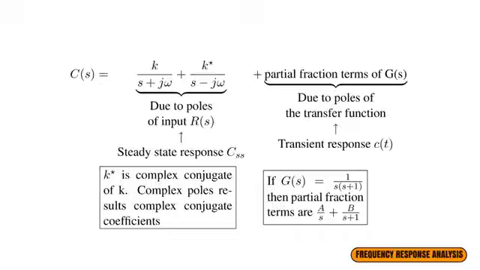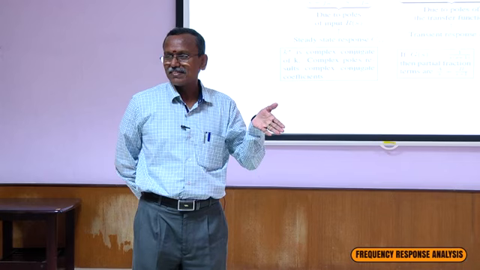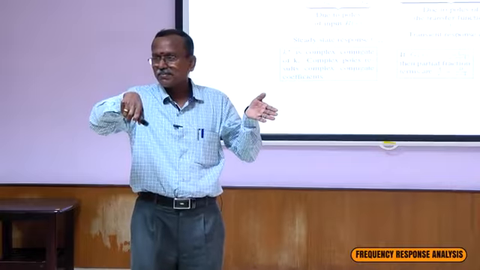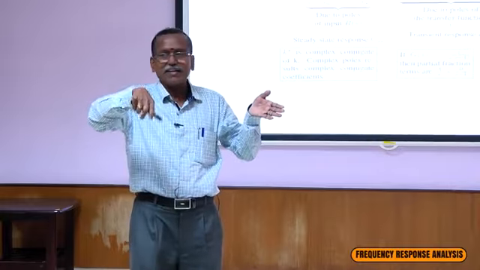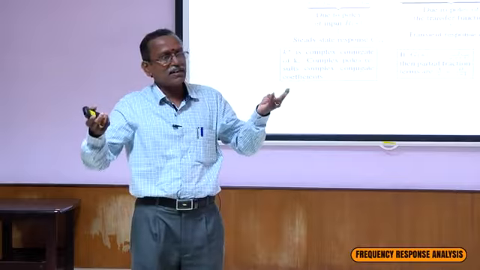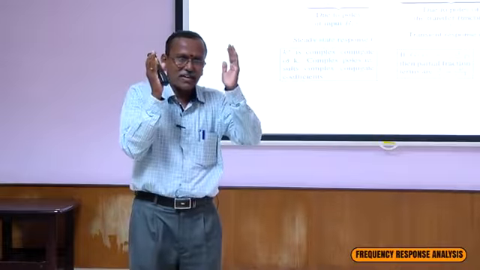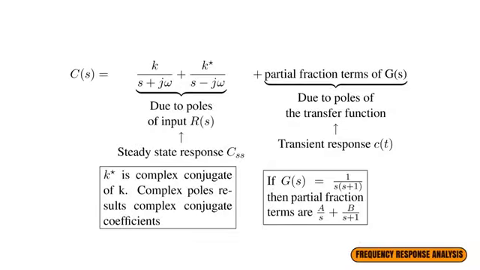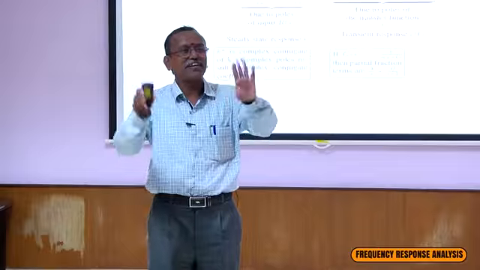But G(S) is responsible for the transient part. R(S) is always existing; R(S) is the input signal. Why does the transient come? Because of the system. Because of the system you get transients, and the transients will die out after some time. The transfer function part is responsible for the transient response. But frequency response is the steady state response, so you can ignore it.